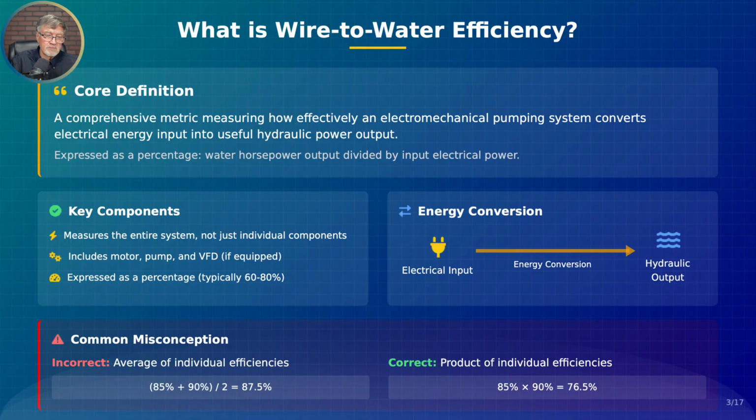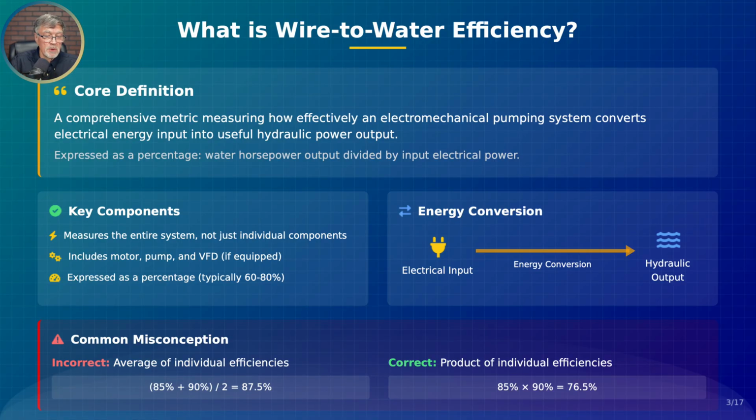Key components: measuring the entire system, not just the individual components, so how everything works together. It includes the motor, the pump, and the VFD if it's equipped. It's expressed as a percentage, generally somewhere in the range of 60 to 80%. You're probably not going to see anything much over 80%, even in a brand new system, because it's important to understand, and we'll look at this below, that it's a product, not an average. What we're really looking at is energy conversion, our electrical input converted to our hydraulic output.